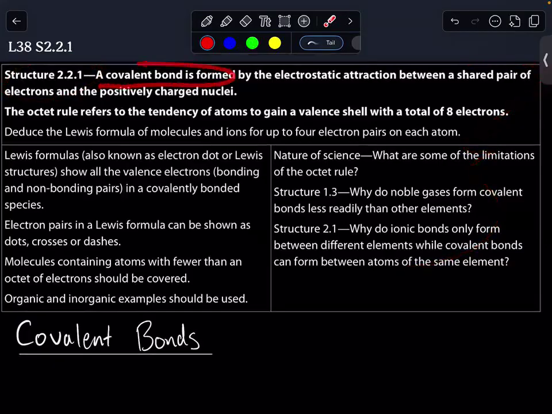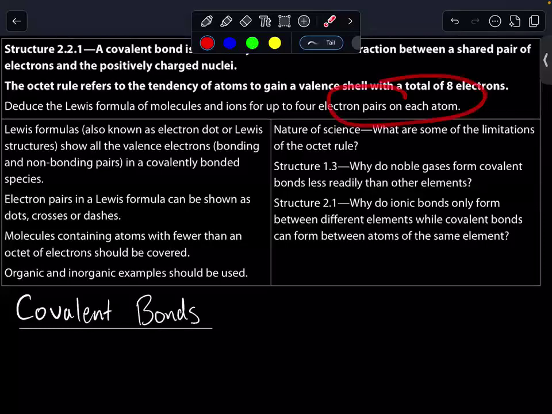So basically, a covalent bond is formed by electrostatic attraction between a shared pair of electrons and positively charged nuclei. We're going to talk about the octet rule and the tendency for atoms to gain a valence shell with 8 electrons. We'll be able to deduce Lewis formulas of molecules and ions up to 4 electron pairs on each atom.